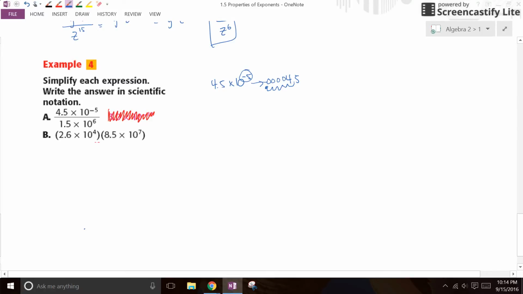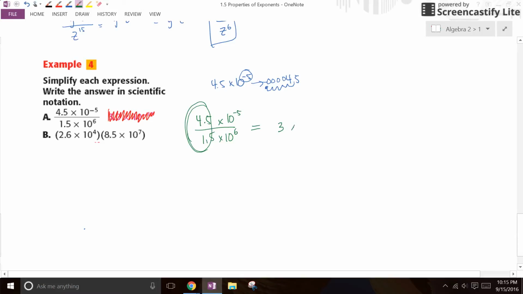No one wants to deal with those really tiny numbers, so they use scientific notation. Now, for this problem, I have 4.5 times 10 to the negative 5th over 1.5 times 10 to the 6th. All I have to do here is figure out what the division part is. Why my pen is acting up, I have no idea. Figure out what that division part is. And in this case, I believe it's 3.